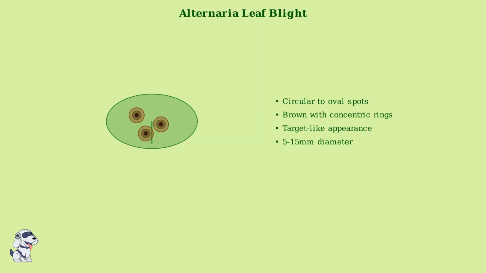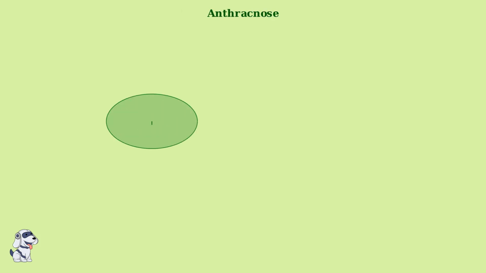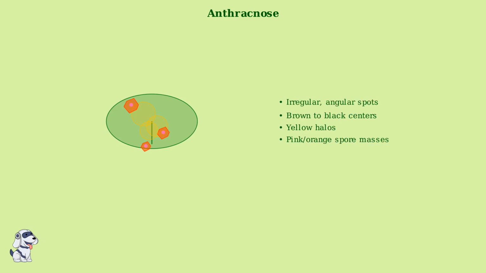Alternaria leaf blight is characterized by circular to oval brown spots with distinctive concentric rings, often called target spots. These spots typically start small and expand, developing a bullseye pattern. Anthracnose produces irregular, angular spots that are initially water-soaked and later turn brown to black. These spots often have a yellow halo and may develop pink to orange spore masses in humid conditions.